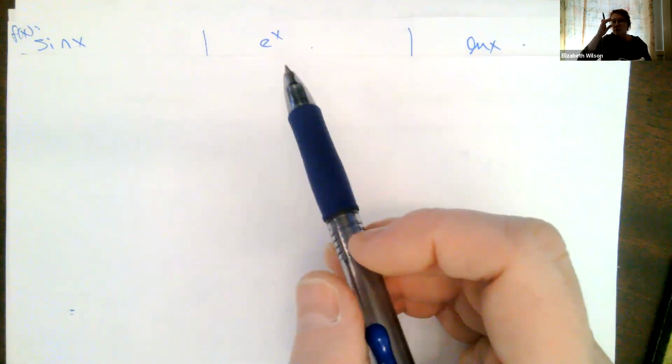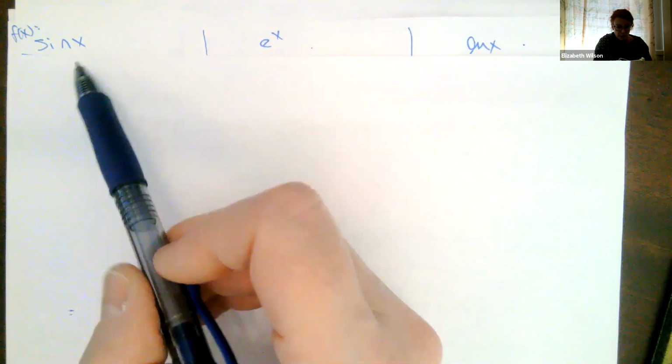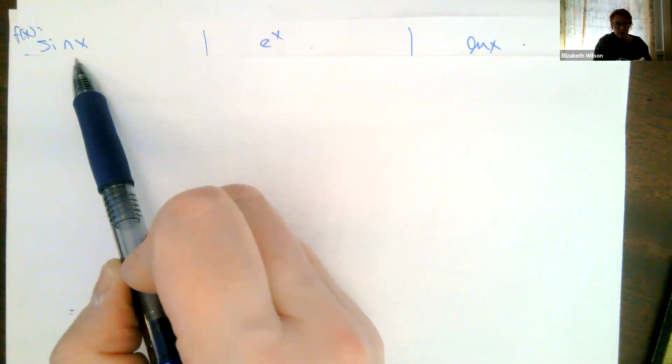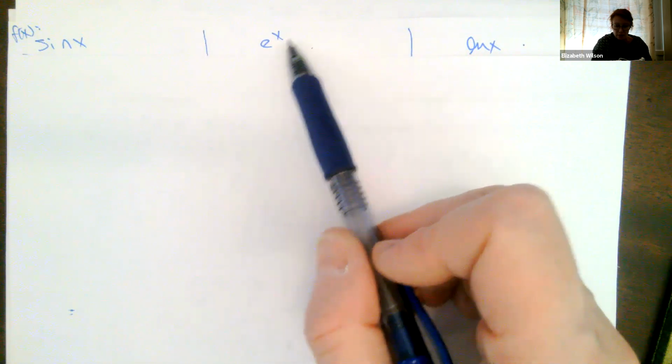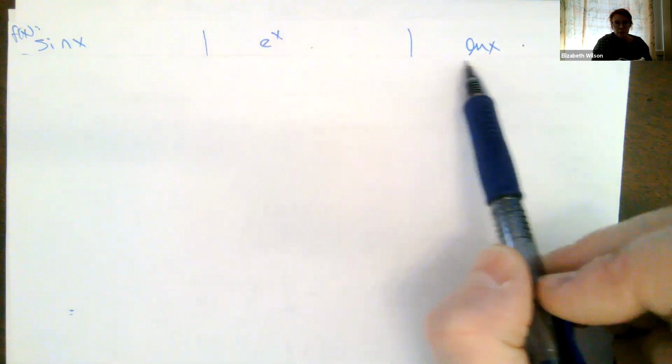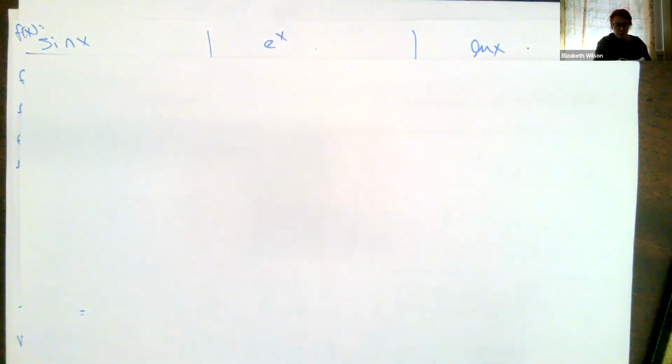The functions that we covered in class were of 3 different classes. We had our trig functions, sine of x, cosine of x. We have our exponential functions, mostly base e, so e to the x. And we have our logarithmic functions, mostly natural log, okay? So we're going to go through one at a time and talk about f of z. How do we choose that?